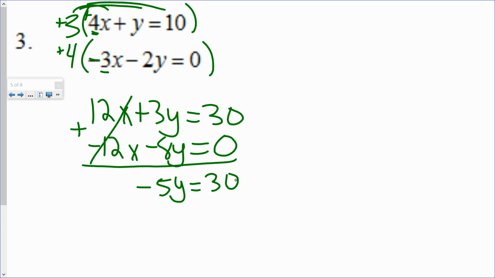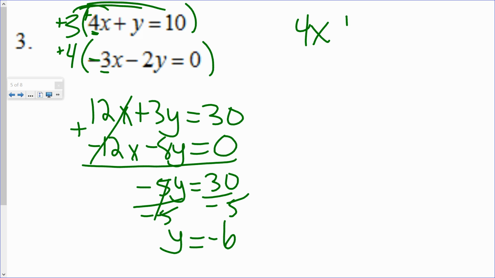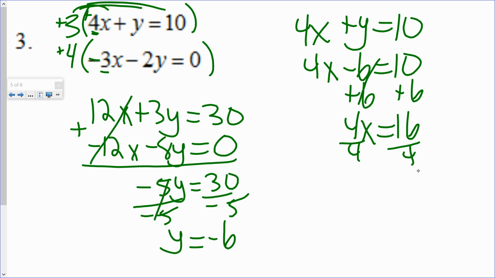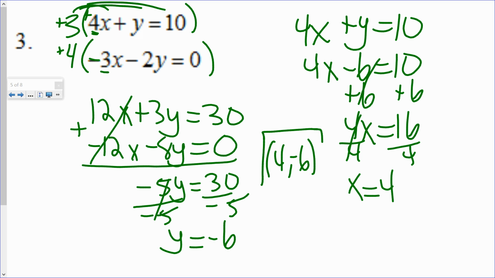I get negative 5y equals 30. I divide by negative 5. Y equals negative 6. So now I go back to one of my originals. I'll do the top one. I replace the y with negative 6. I solve the equation from there. X equals 4. So my x value is 4. My y value is negative 6.